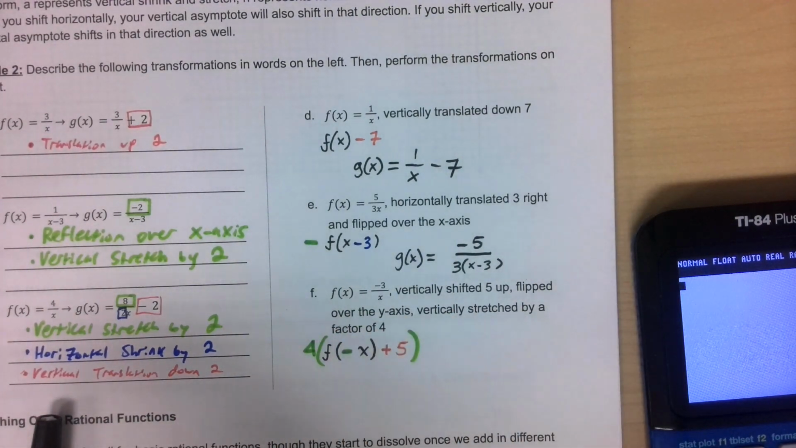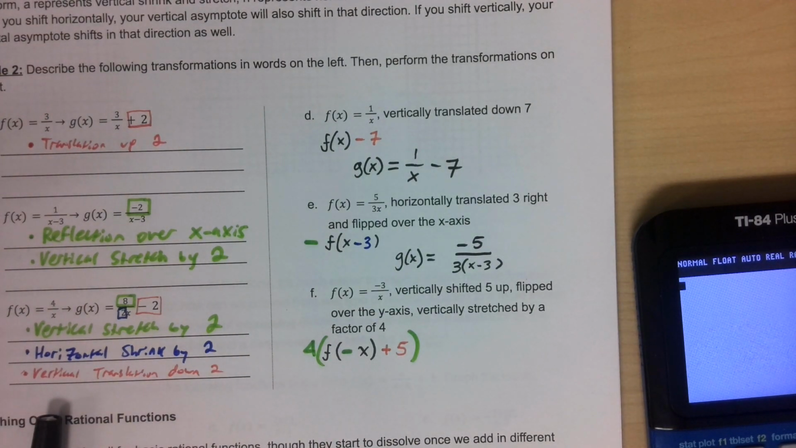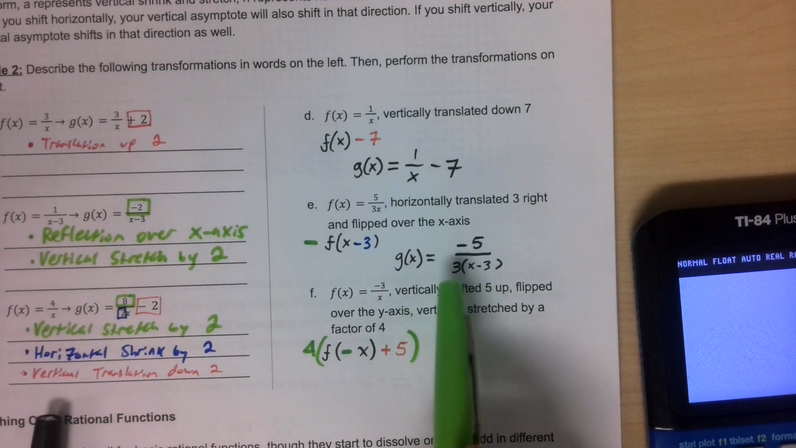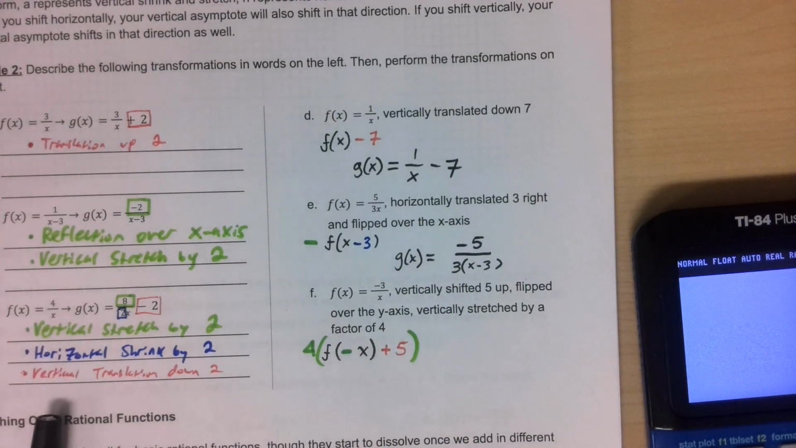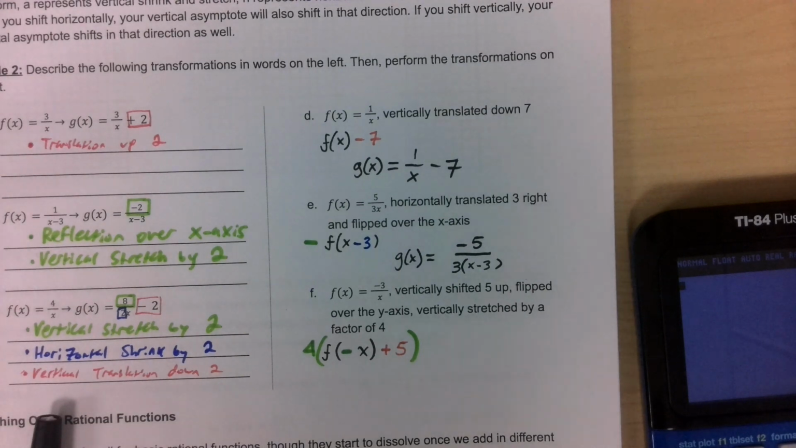The order does matter with these. Notice how I multiplied everything by 4. Because I multiplied everything by 4, this means we're first going to shift it 5 up and then do our flip. So the order does matter.